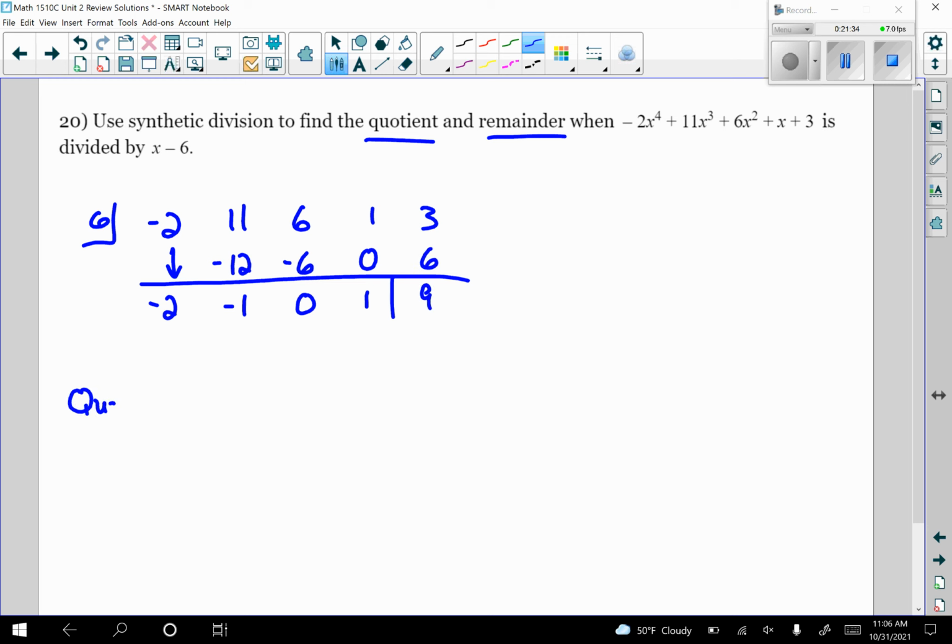So here we would say that the quotient is negative 2, since it started off with x to the 4th, we're down to an x cubed, minus x squared, plus a 0x, so we don't write it, plus 1. And then the remainder is going to be 9. So I'm just specifically asking for the quotient and remainder. Yes, if you had to write this out all together, it would be all of this plus 9 over x minus 6. But I'm just looking for you to identify the quotient and the remainder.